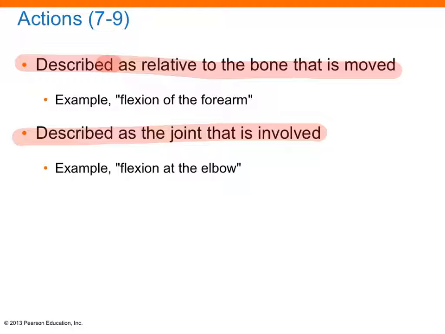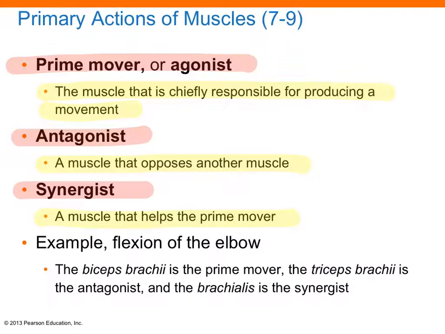Actions are described relative to the bone that is moved, or described as the joint that is involved. So, in the first example, the bone that is moved, it would be flexion of the forearm. The bone that is moved is the forearm bones, which is the radius and ulna. The joint that is involved would be flexion at the elbow. The joint that is involved in that would be the elbow joint.